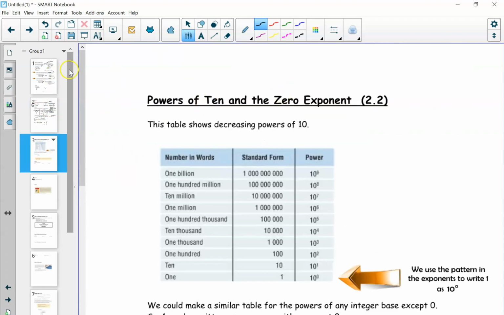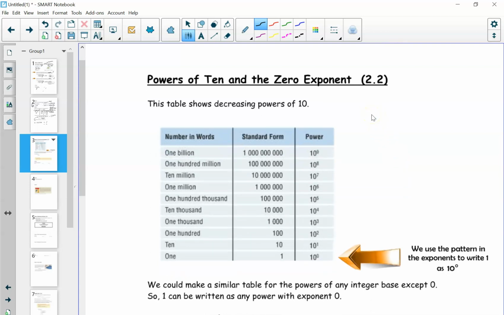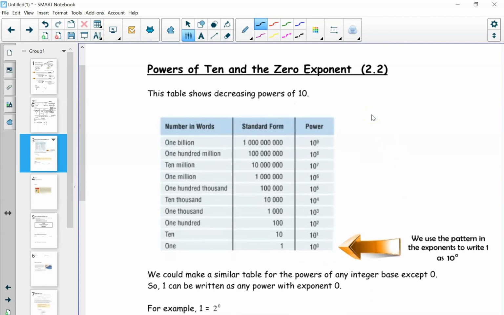That's a very, very short little section, so I'm going to do 2 in one video. So the powers of 10 and the 0 exponent, also a very important concept. This is 2.2, so this is actually the second section of Unit 2. Okay. Powers of 10 are very easy because all you do is put a 1 and then put the number of zeros, make sure the number of zeros matches the exponent.